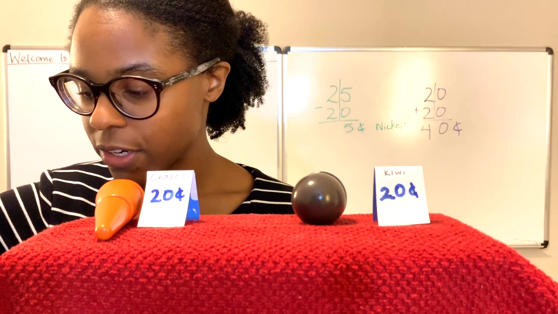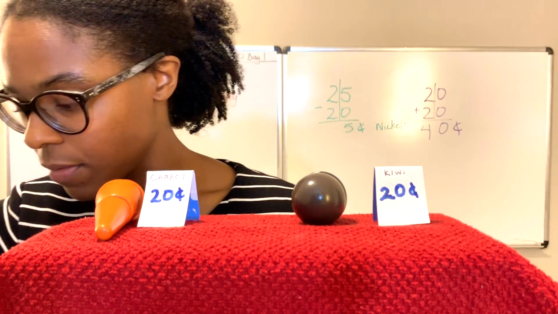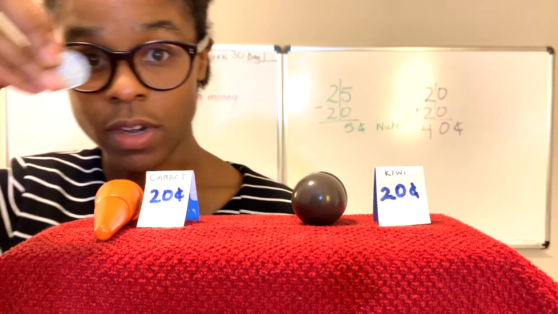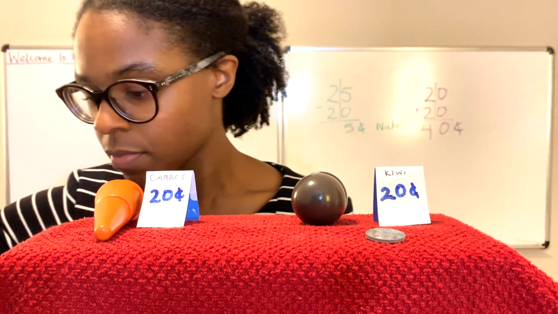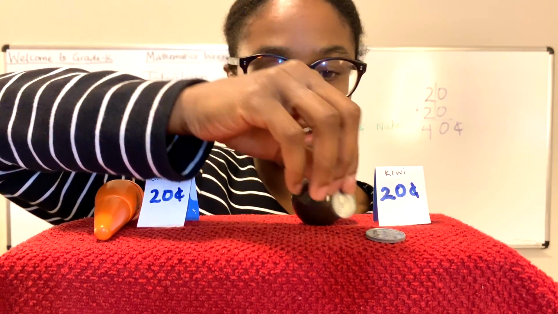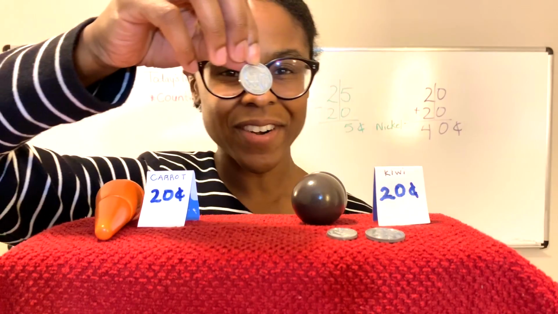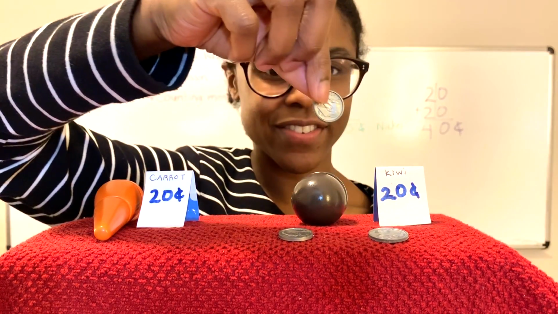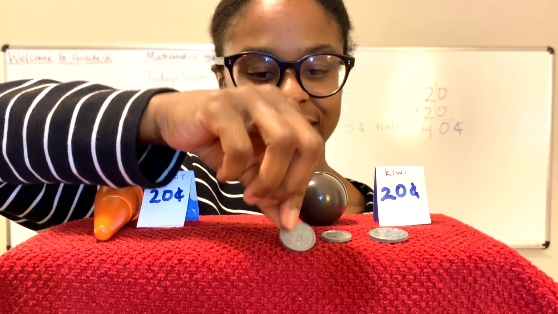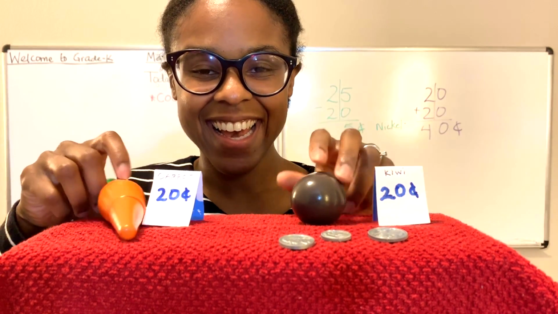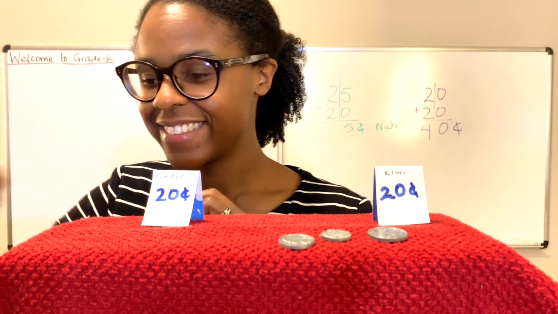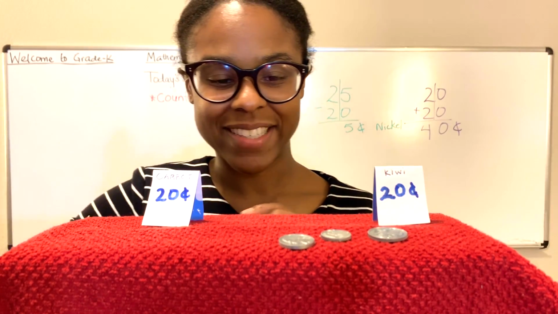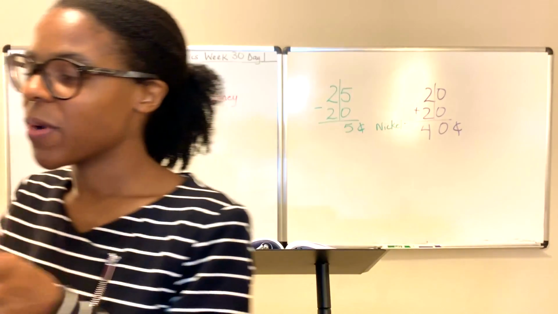So let's see what I've got here. I've got 25, 35, 40. 40 cents. Yay, I've got my carrot and kiwi. Yummy, yummy snack. Great, well done.